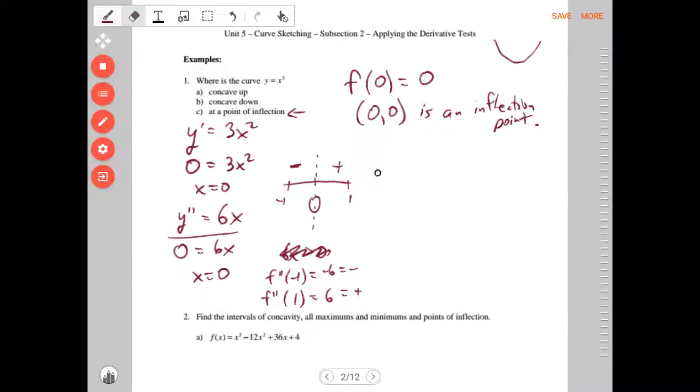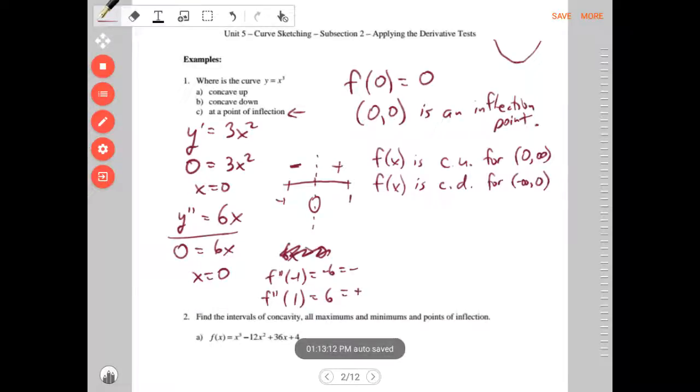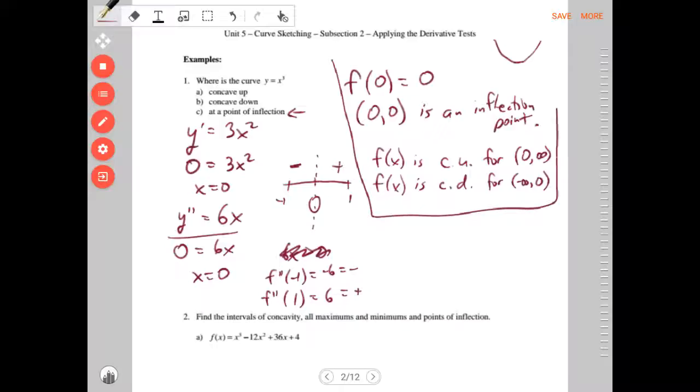Here, let's do it better. So f of x is concave up for, from 0 all the way up to infinity. And we are concave down, that's when the second derivative is negative, for -infinity all the way up to 0. Remember we don't include 0 because 0 is the inflection point. That's when the second derivative equals 0. Okay, awesome. So those are our things.